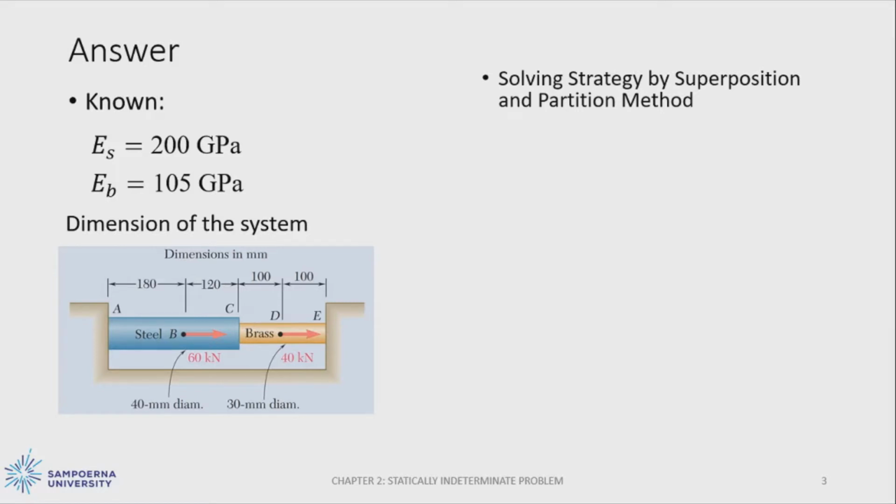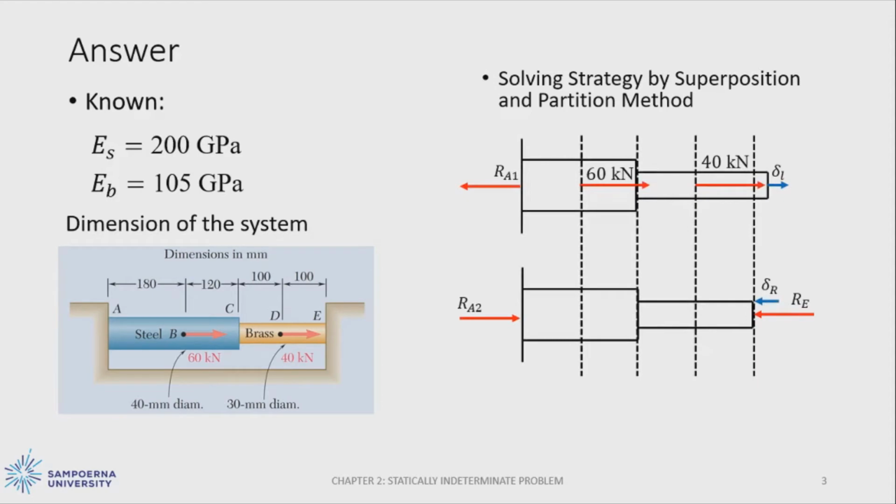First of all, we can start to create the free body diagram for the superposition method of the system. We divide the superposition into two. In the first one, we assume that there is no fixed support at point E, so there will be a deformation there. The second assumption is that there is a fixed support at point E, so it will give a reaction force at point E. This one.